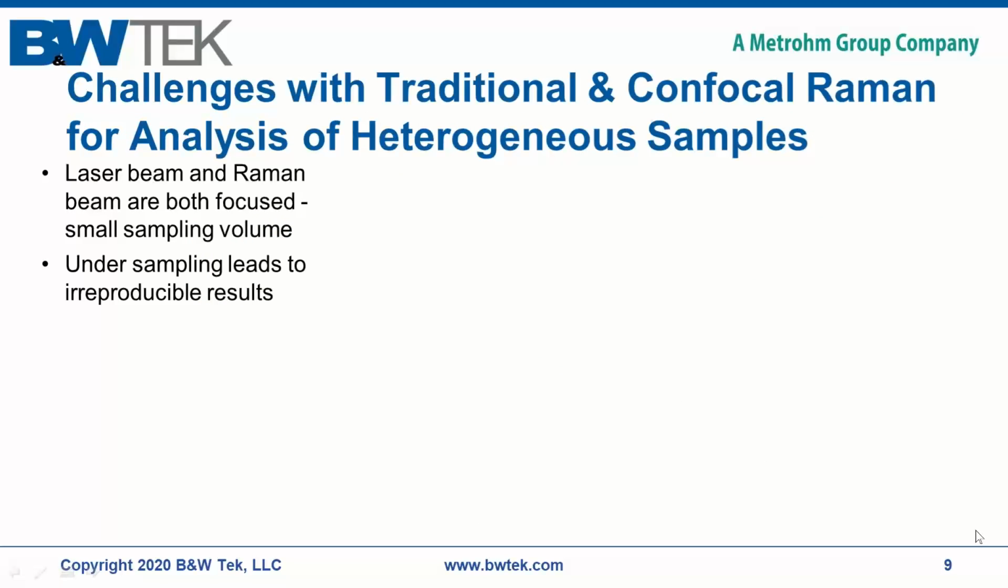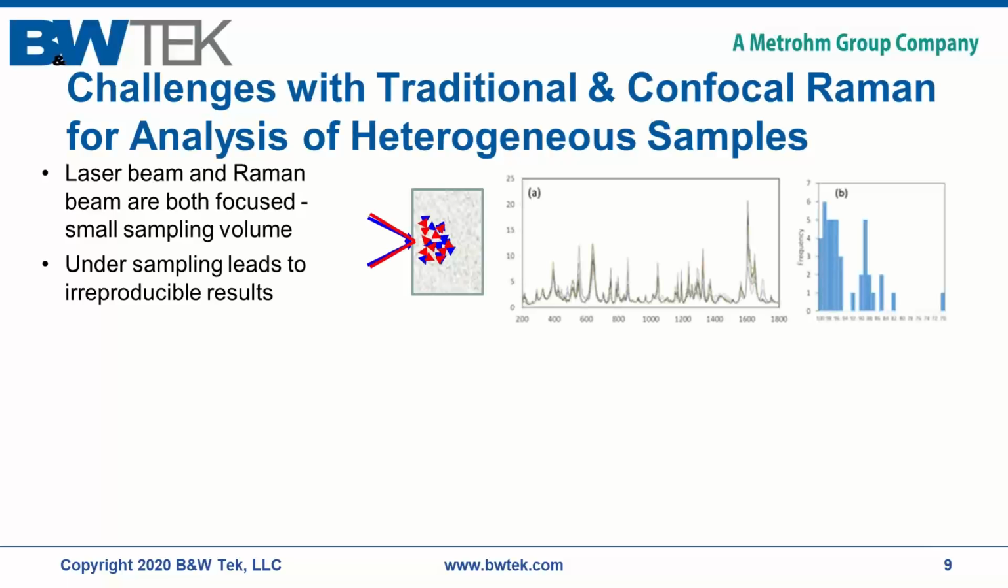But there are some challenges with Raman spectroscopy. One is that the laser beam and the Raman beam are both focused, so we tend to have a very small sampling volume. And this undersampling can lead to irreproducible results. So in the typical case, we are looking at a very small area, and if we go from one spot to another, we may get spectra that look different. What I have shown here are the spectra taken at various locations of an over-the-counter medication that has 4 different ingredients in it, and we see that the spectra don't perfectly overlay each other.